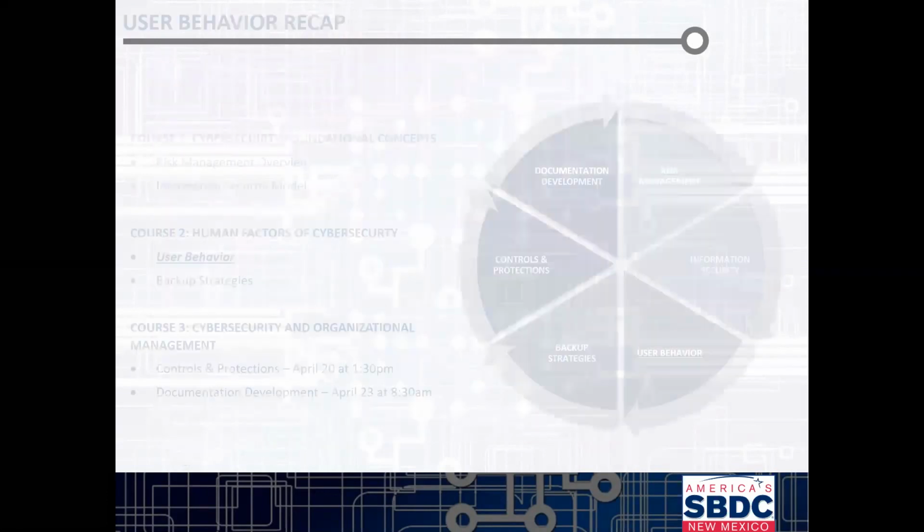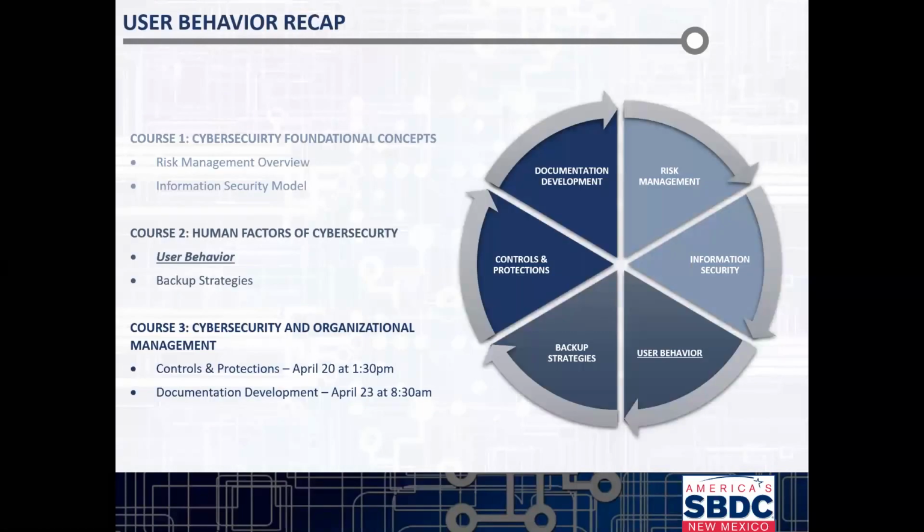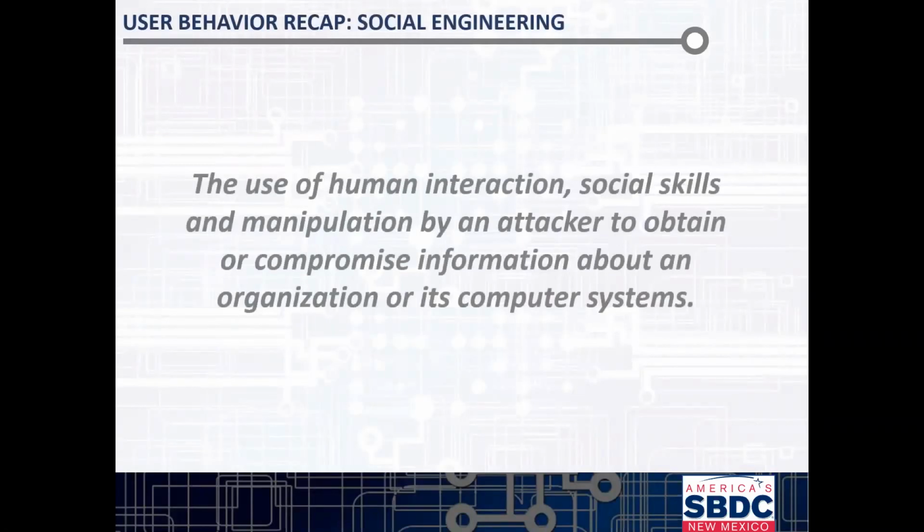So with that, let's go ahead and take a look back at our user behavior segment from Tuesday. The main concept that we covered when we talk about user behavior is social engineering. And recall that in a social engineering attack, a bad actor uses human interaction or social skills to obtain or compromise information about an organization or its computer systems through manipulation and reliance on our willingness to trust. And keep in mind as well that social engineering accounts for 90% of cyber attacks.